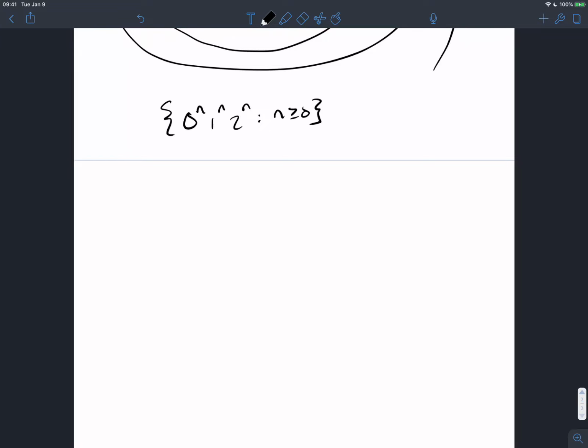Well, suppose that we could make a CFG for this. Let's call this language L. So let's suppose L has a CFG. Maybe we were just wrong in saying that it doesn't have one. Maybe it actually does. Let's see. So let's look at a string W in L. Okay? Just pick any string in L.